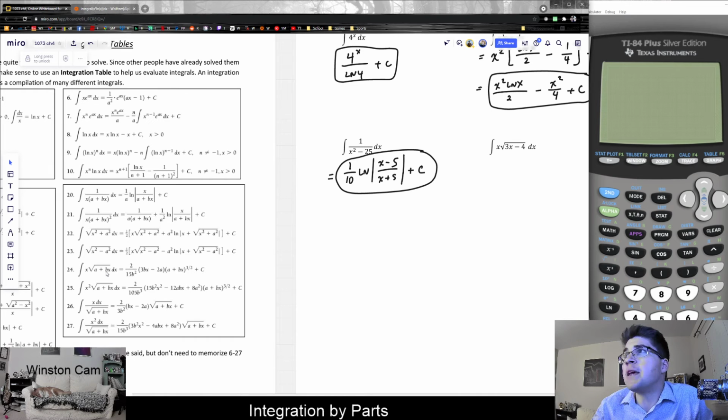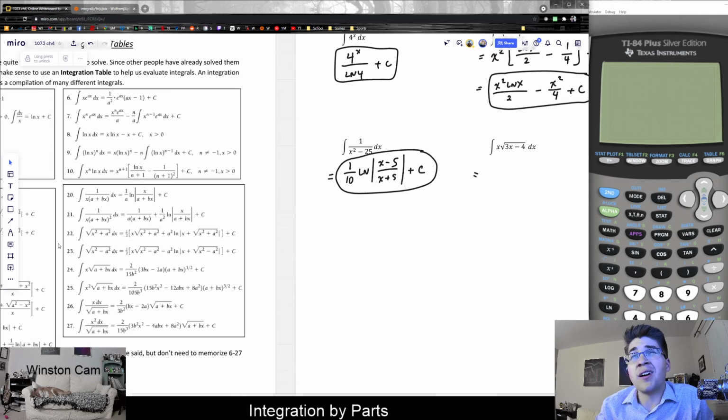So here, notice that b would be 3 and a would be negative 4 because the term that's on x is b, and they don't write it as mx plus b, which is a little annoying, but that's fairly common with linear functions in some texts. But yeah, so let's go ahead and use formula 24 and see what happens.